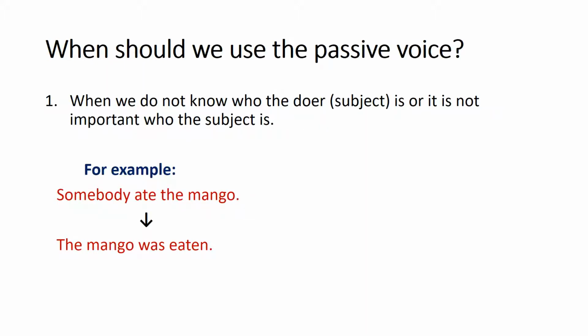When should we use the passive voice? Number one, when we do not know who the doer or the subject is, or it is not important who the subject is. For example, somebody ate the mango. The mango was eaten. We don't know who ate the mango. It's not important who ate the mango, but the mango was eaten. So we use the passive voice to show that.